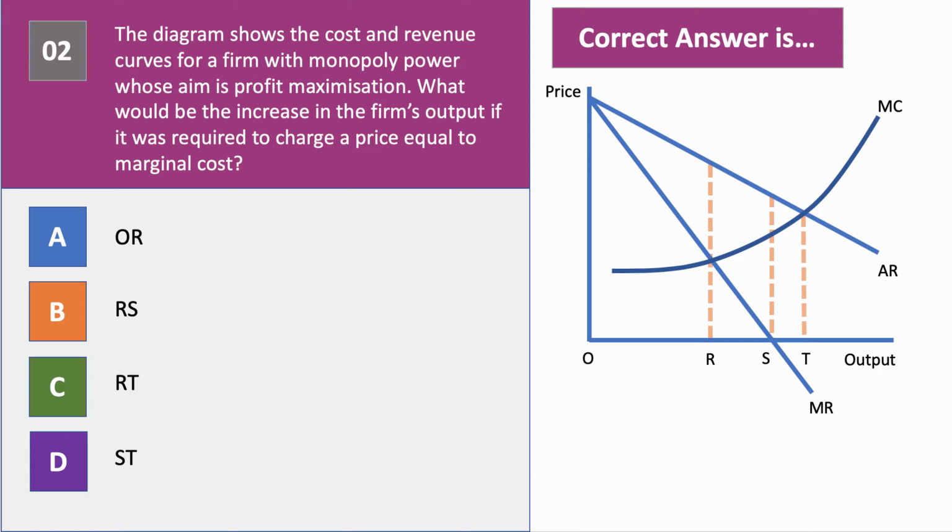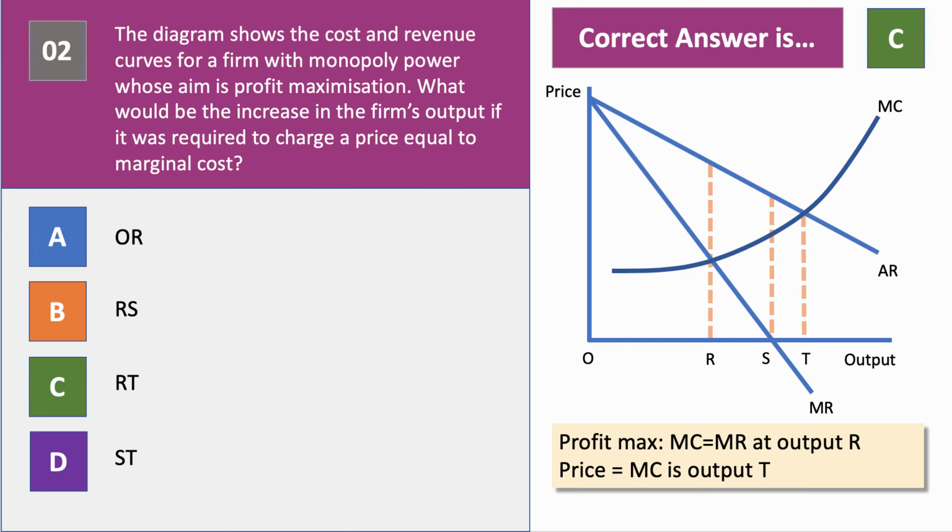Okay, so the correct answer to question 2 is C. Initially, the firm is profit maximizing, where marginal cost equals marginal revenue, that's at output R. But if they're then required to charge a price equal to marginal cost, then you're looking for the intersection between the demand curve, the average revenue curve, and marginal cost, which is at output T. So the increase in output is RT.